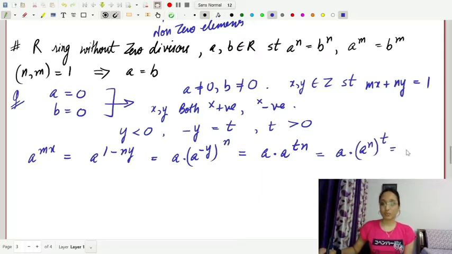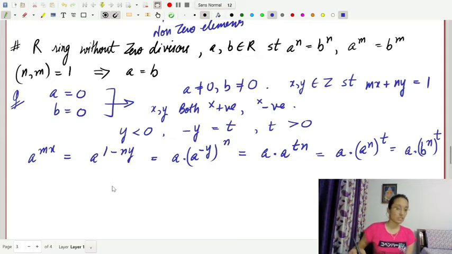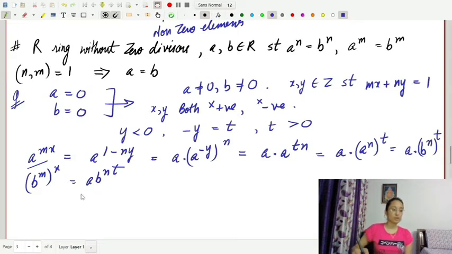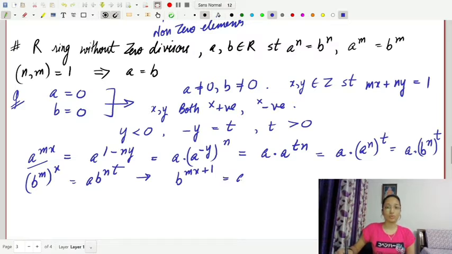a^n is equal to b^n, as we have been given, so a times b^n raised to power t, which is equal to a b^(nt). And here what has been given to us is a raised to power m is equal to b raised to power m, raised to power x, that is b raised to power mx. Now we will multiply with b on both sides, which would imply b^(mx+1) is equal to a b raised to power nt plus 1.